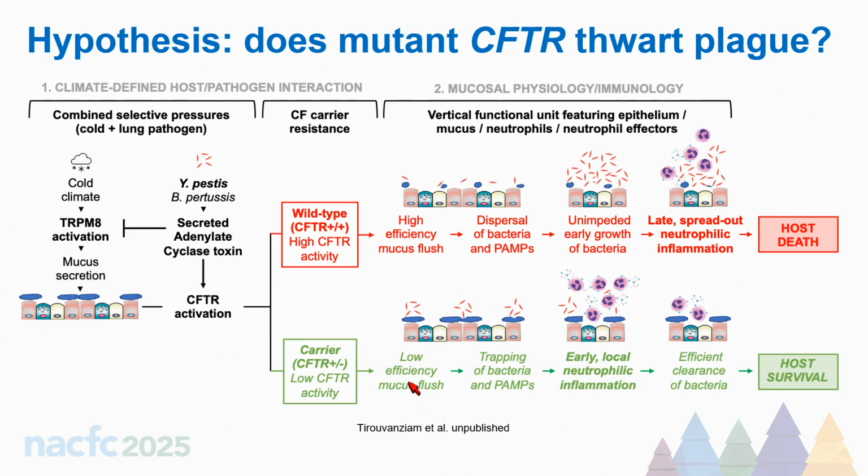Lower efficiency flushing of the mucus. Bacteria are trapped, neutrophils come in early, they're magically cleared. And this is what we see actually in models where we have a little bit of neutrophilia, pestis cannot take. And that could be responsible for a really high evolutionary advantage.